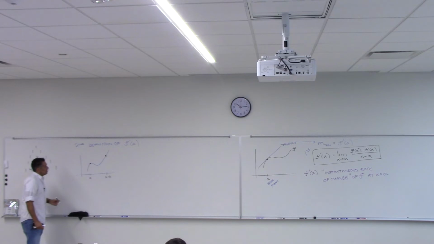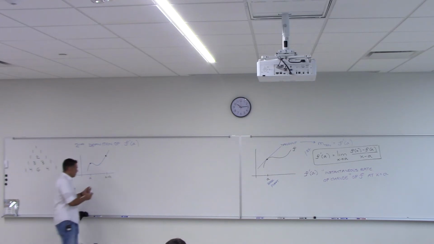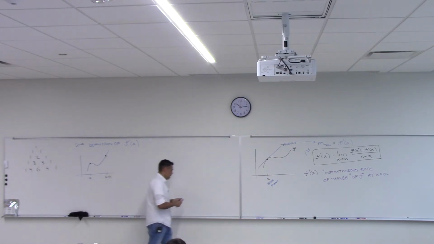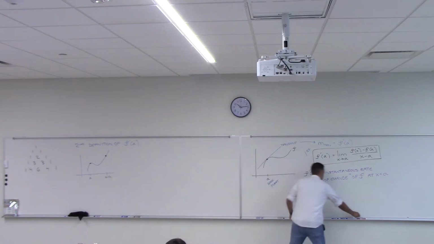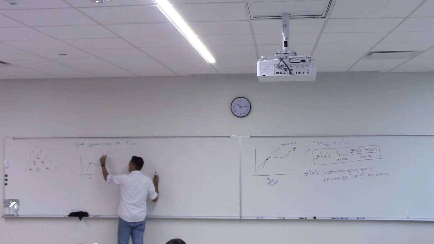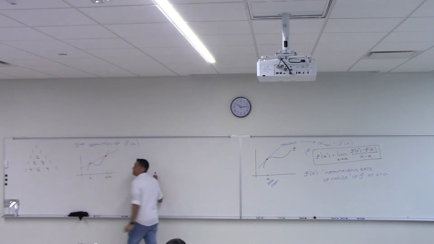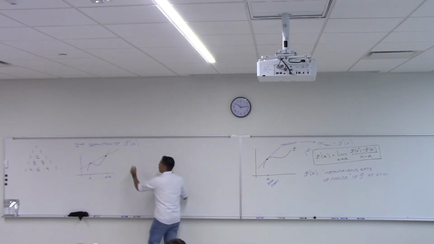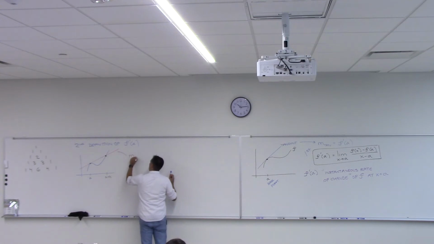All right. So let's connect these with a line, and let's talk about the slope of the line. If I connect these two together, this will create a secant line, right? We call that a secant line. And what would the slope of this be? We have to figure out what the slope is.